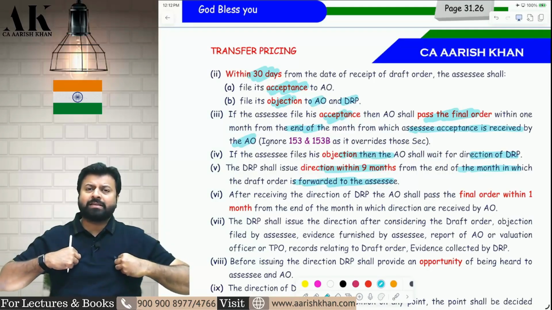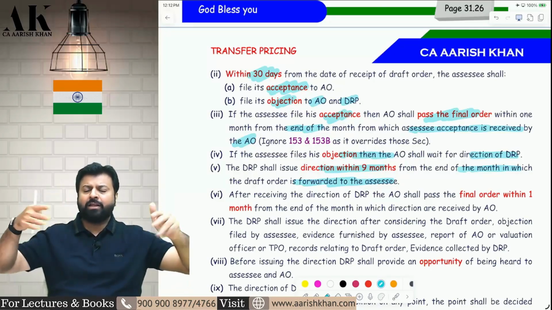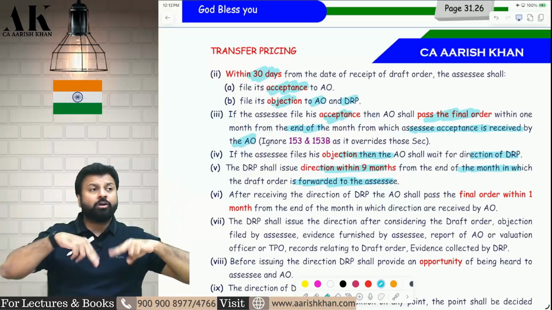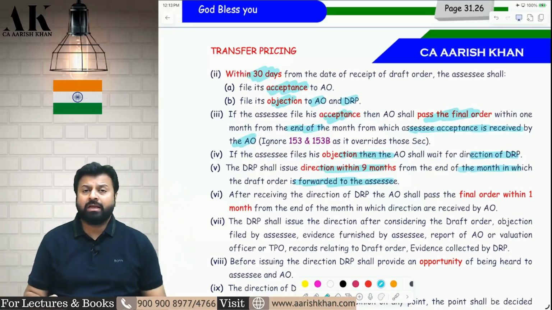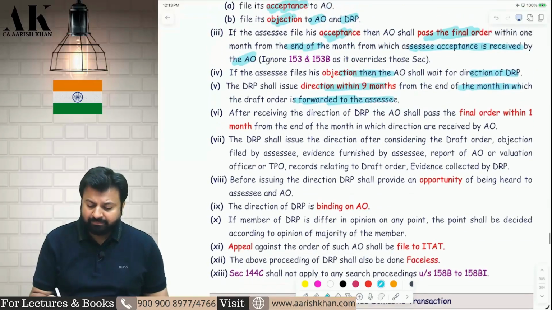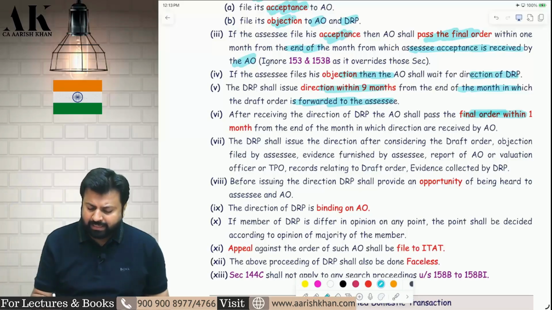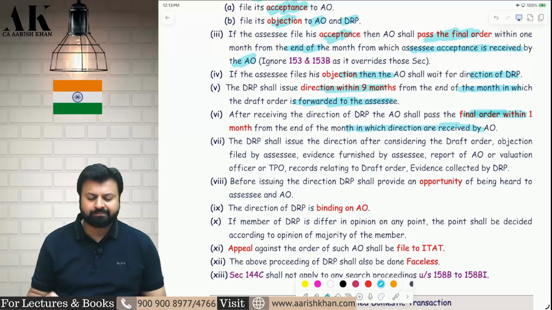If I am an eligible assessee, I have 2 options: either to accept the draft order, in which case the AO will pass the final order, or I can object to the draft order. To whom? To the assessing officer and to DRP. After that, the DRP will give the direction within 9 months, and then the AO will pass the final order within 1 month.